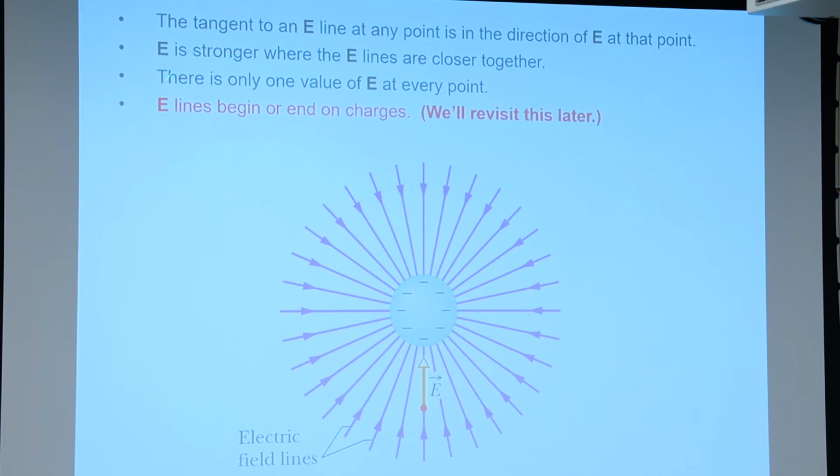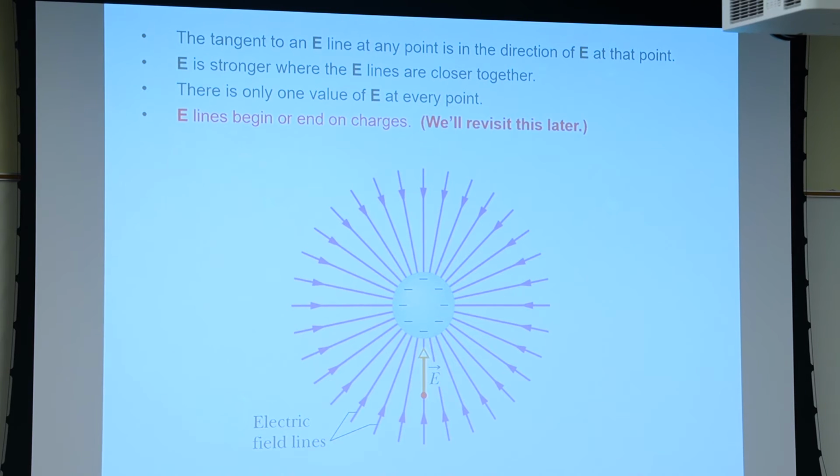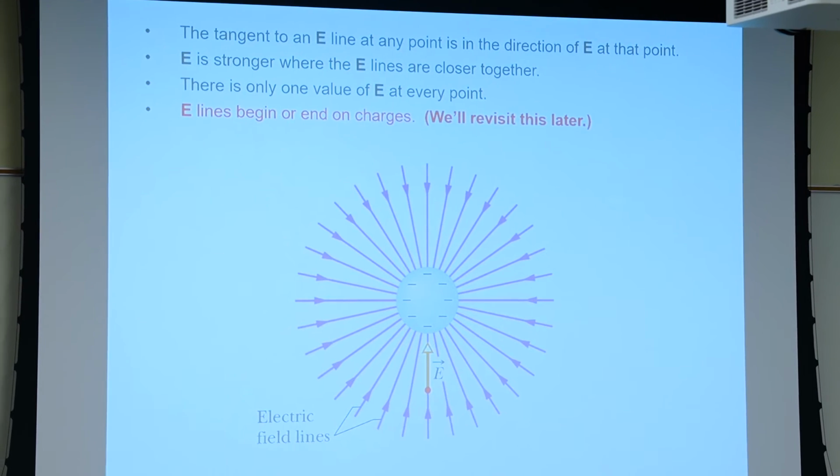All right. The E field is stronger where the E lines are closer together. We just talked about that, right? The density of E field lines.